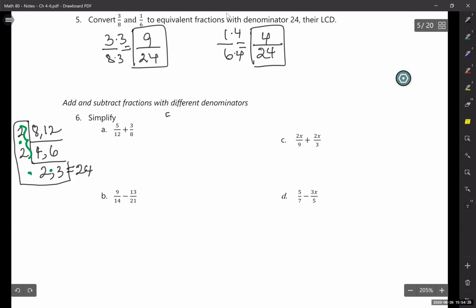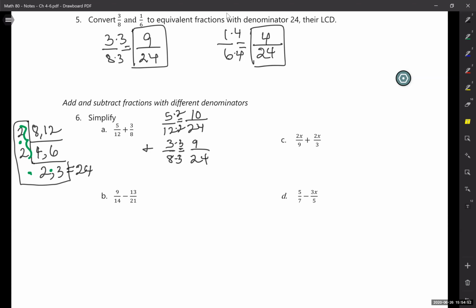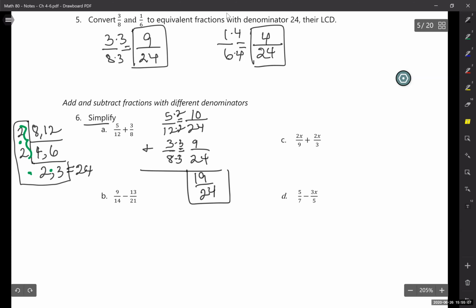So I have 5/12, and I'm adding 3/8, and I want both of them to have a denominator of 24. And so the bottom fraction I multiply times 3. The top fraction I multiply times 2. And finally, I add those together, and I get 19 over 24 as my final answer. I would have to reduce that if possible because the instructions say to simplify. However, 19 doesn't have anything in common with 24, so that's all I can do.